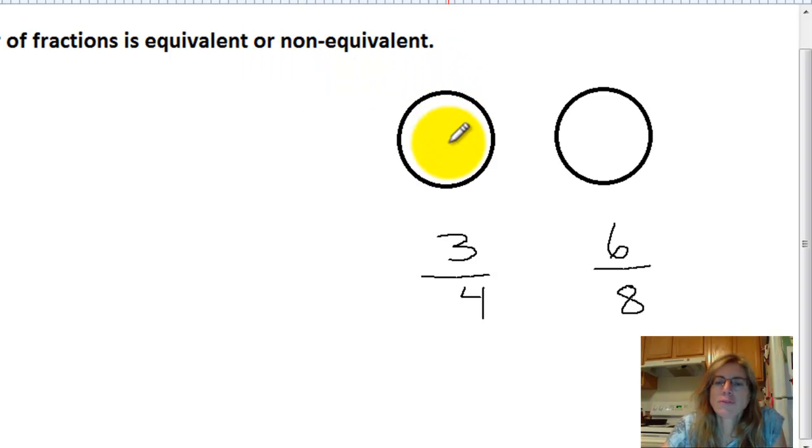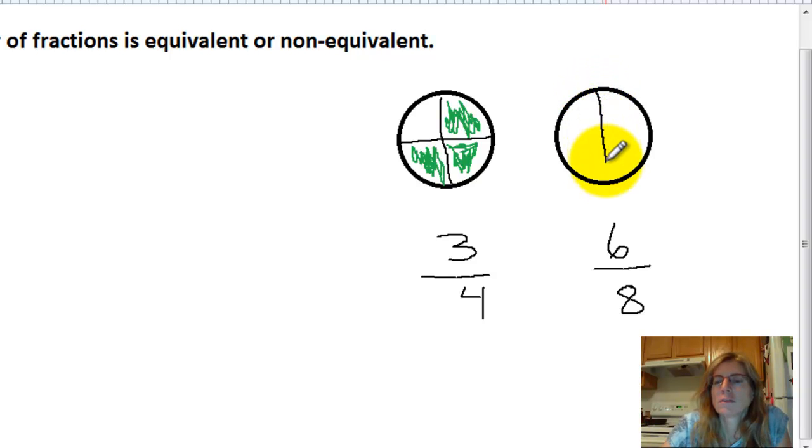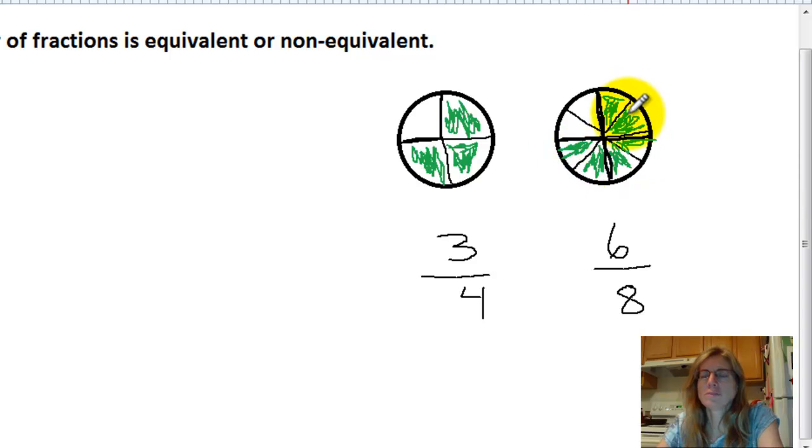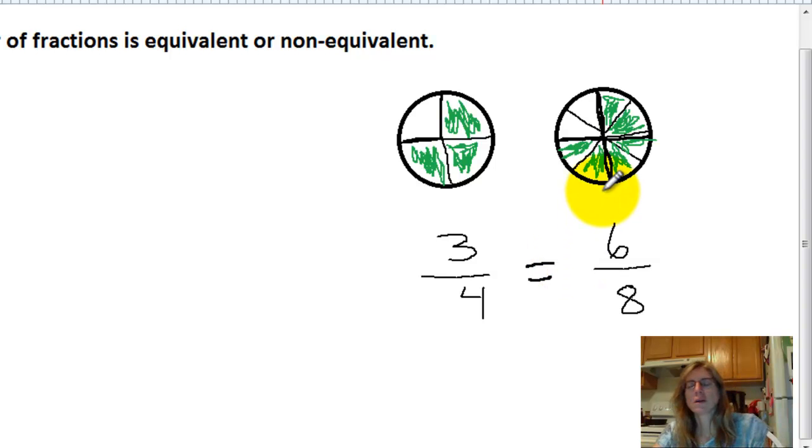So if we have 3/4, we're going to ask ourselves, does 3/4 equal 6/8? So we're going to draw 3/4 and 6/8. You can see from these pictures that 3/4 is the same as 6/8. So these fractions are equivalent. However, I want to show you what the concept is.